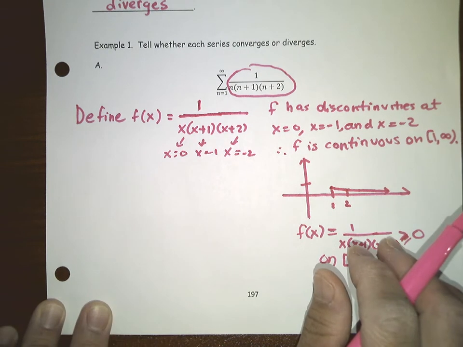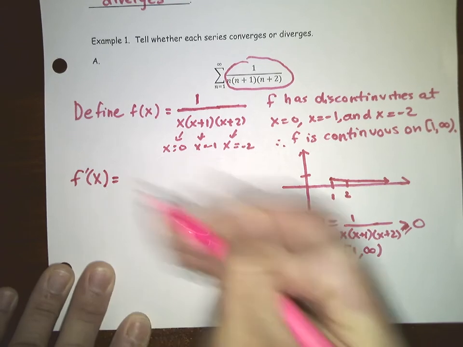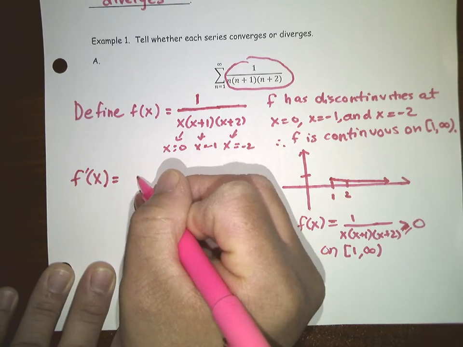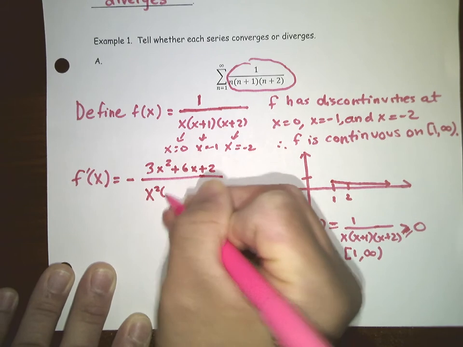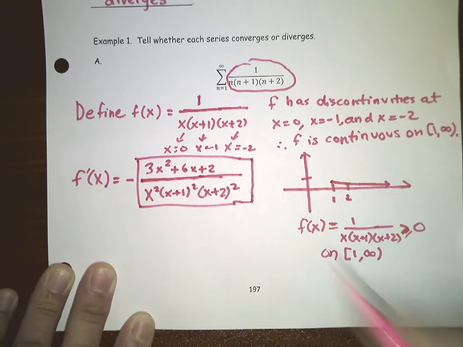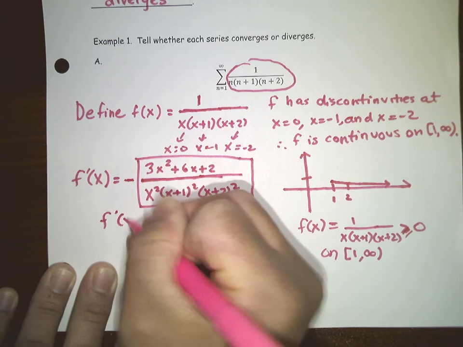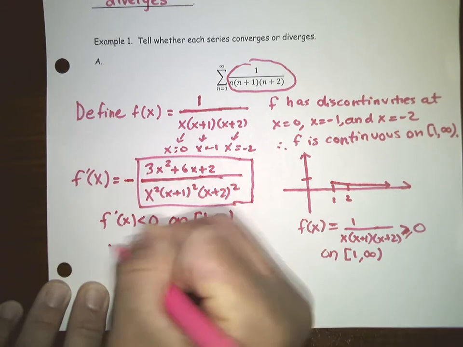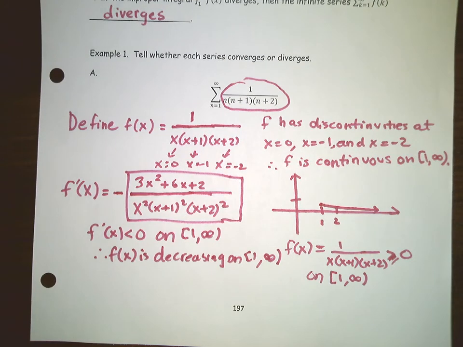The thing that I really want you to notice is that f prime of x will be, this is quite a lot, negative 3x squared plus 6x plus 2 over x squared, x plus 1 squared, x plus 2 squared. I can see that the denominator will be positive on the interval from 1 to infinity, but there is a negative in the numerator. That means that f prime of x is less than 0 on the interval 1 to infinity. Therefore, f of x is decreasing on 1 to infinity. So keep in mind that I just verified that this is decreasing, continuous, and non-negative on that interval.